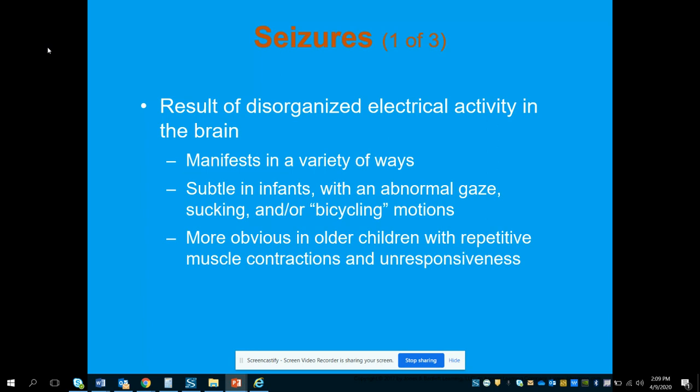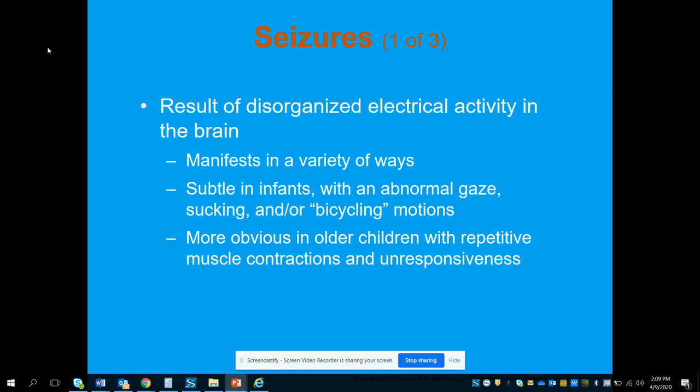So seizures, as we discussed during the neurologic chapter, this is the result of disorganized electrical activity in the brain, and it can manifest in a variety of ways. It can be very subtle in infants with just an abnormal gaze, sucking, and bicycling motions. More obvious in older children with repetitive muscle contractions and unresponsiveness, but just thinking about the types of seizures.